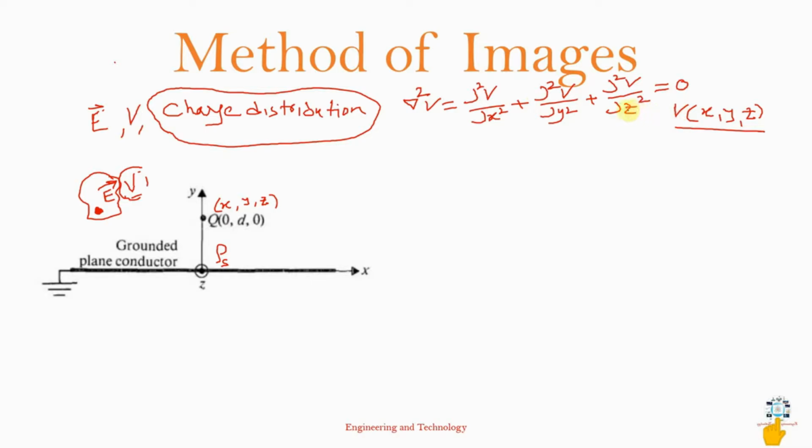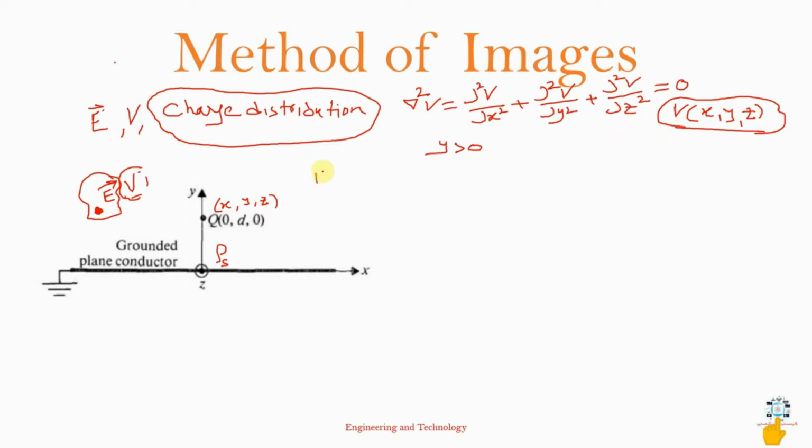Now, as we can see, this charge is lying at y equal to d. If we want to find out the electric potential in the region y greater than 0, this electric potential has to satisfy the following conditions. We have four conditions which this electric potential should satisfy.